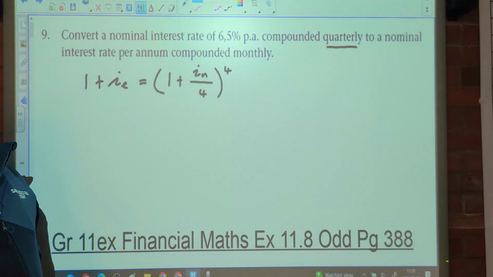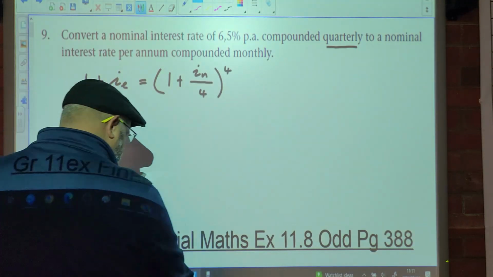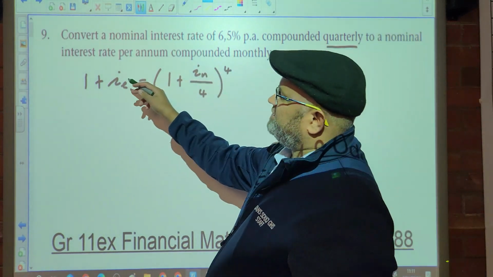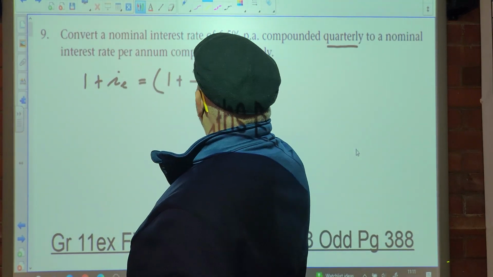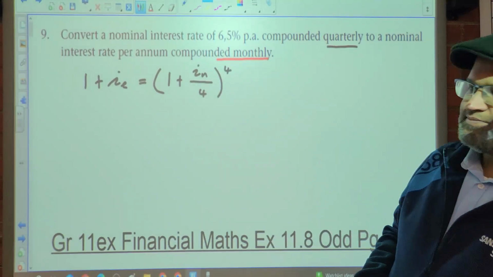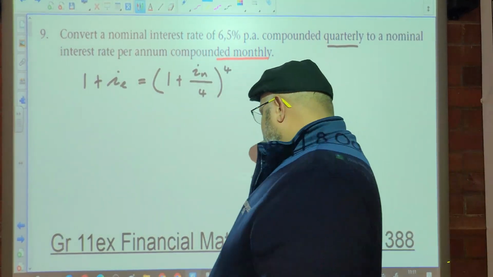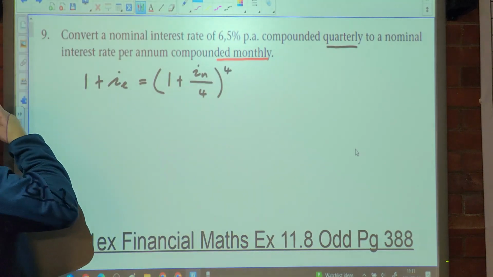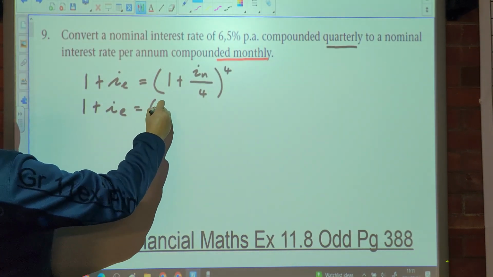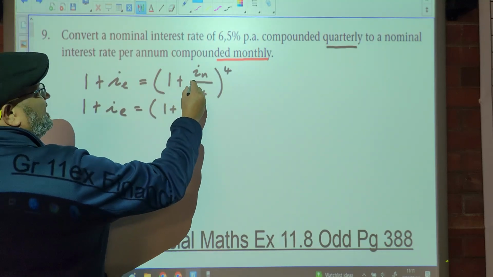And then in the second case, you're going to convert that effective to a compounded monthly. Can you see that, people? So let's do the first part. I'll show you, this is going to be an easier way to do it. So it's 1 plus i effective equals 1 plus i.